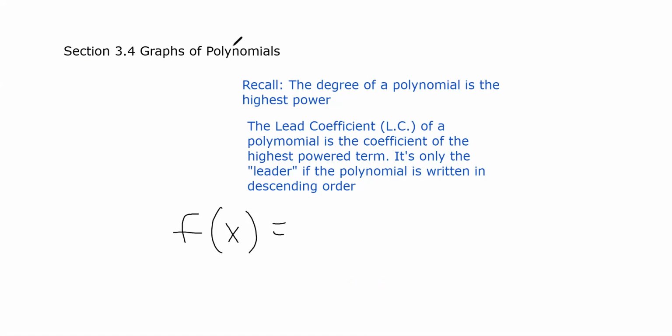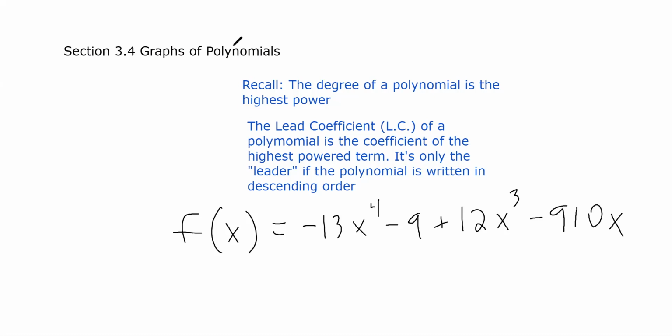You could have something that's just kind of slipshod and put together here. How about negative 13x to the 4th minus 9 plus 12x cubed minus 910x to the 19th power.